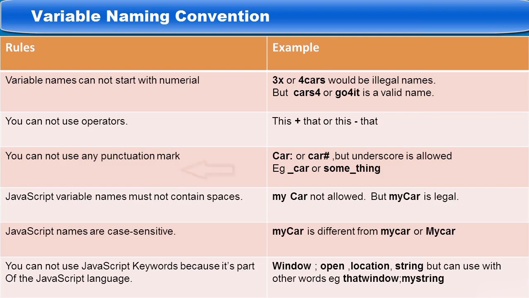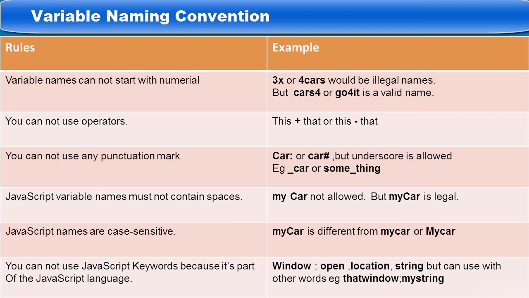JavaScript variable names must never contain spaces, never. For example, you can't name your variable my car with a space, that's not allowed. However, you can give it myCar, that is legal. There cannot be any spaces between variable names.